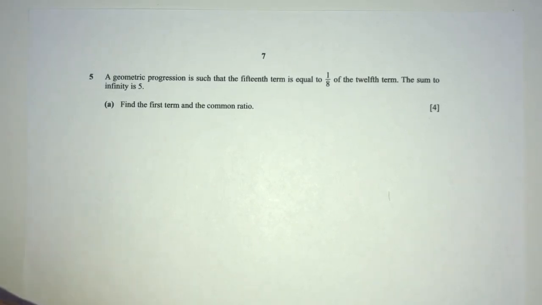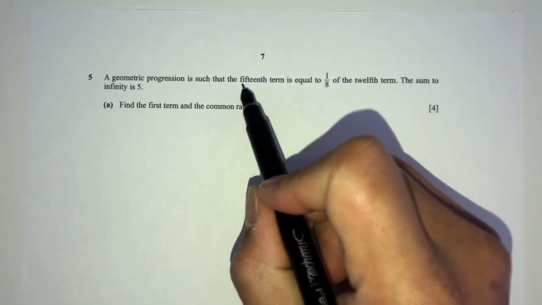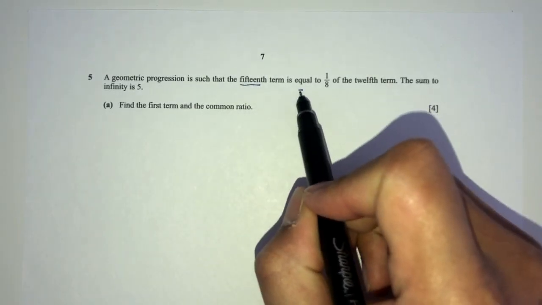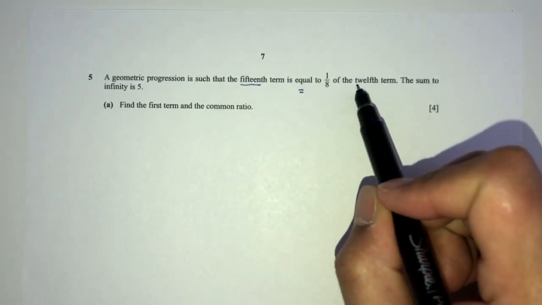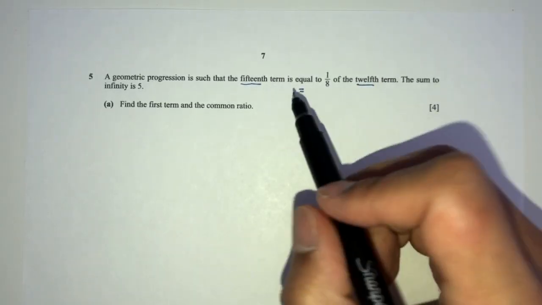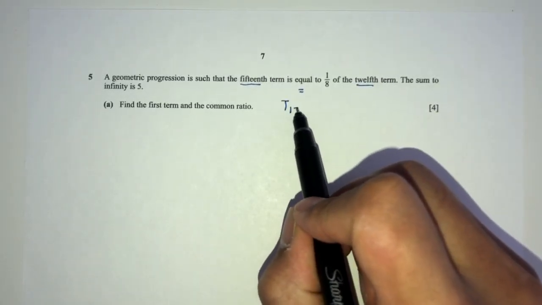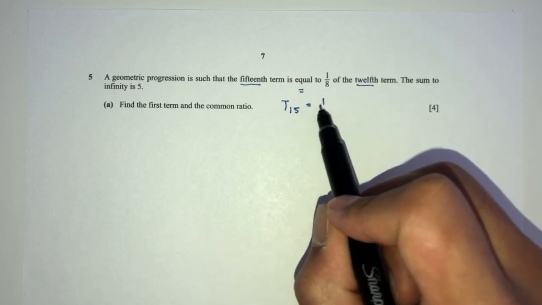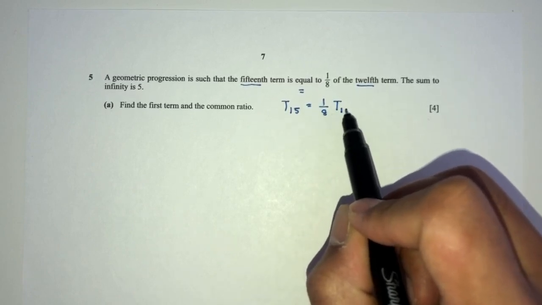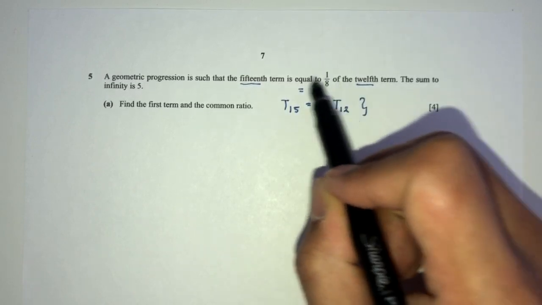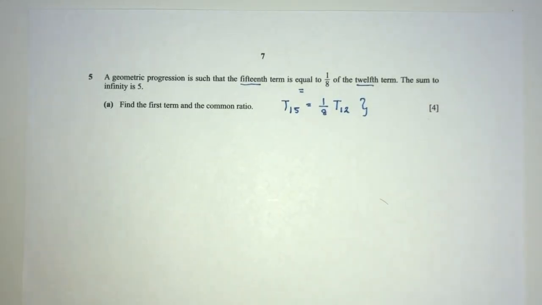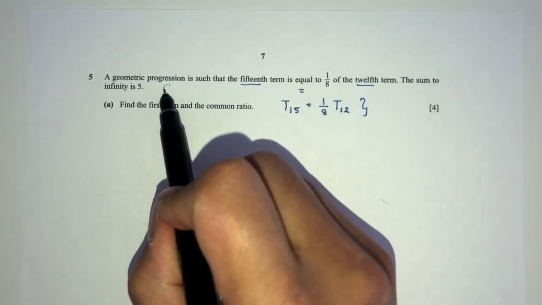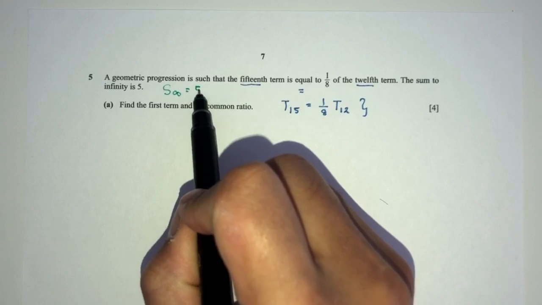So here what do we have? We have a geometric progression. It is such that the 15th term is equal to 1/8 of the 12th term. So we can write this down as, we know the 15th term is equal to 1/8 of the 12th term. So we can form an equation with that information. But also the sum to infinity, so sum to infinity is equal to 5.